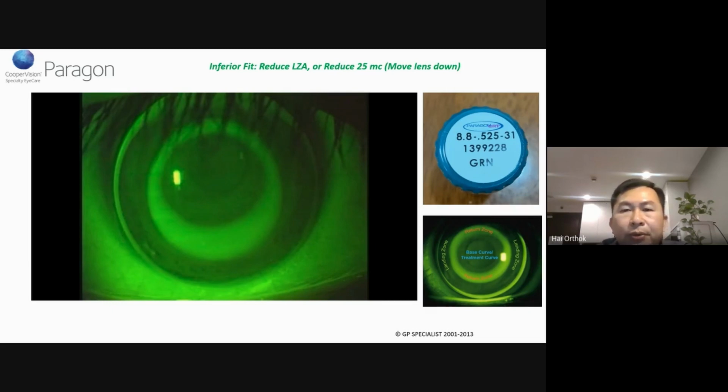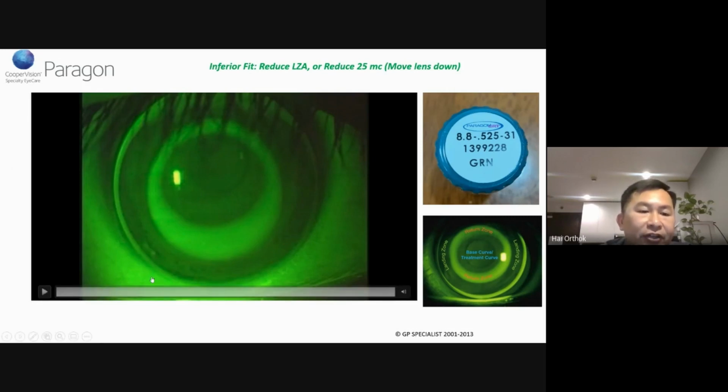So the lens will have better centration. This is another way we can reduce the landing zone angle to make it smaller, and it will flatten the entire lens. So it's very much like the IC lens, but we have two ways of troubleshooting the lens. In this case, for the Paragon CRT, because we do have the landing zone angle, we're able to correct it too.